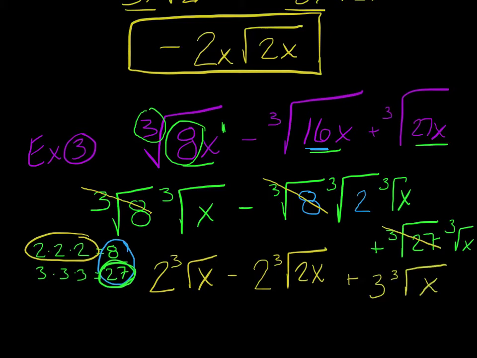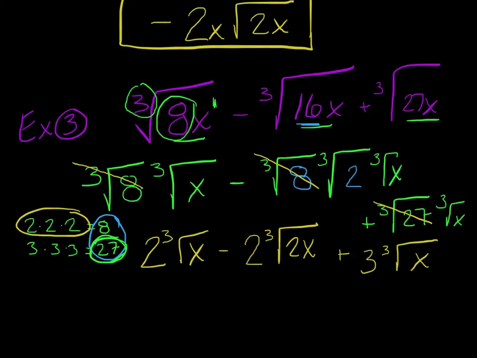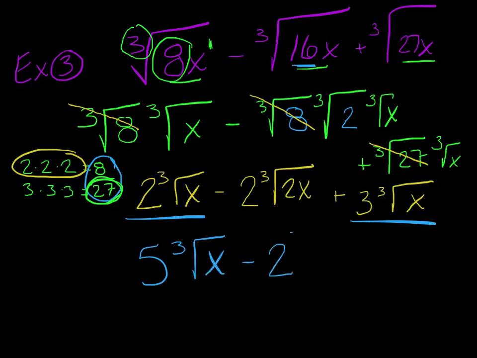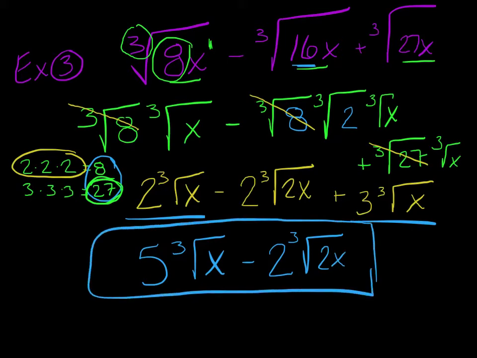Now, ask yourself, do you have any like terms? Is any junk under the radical the same? Well, I would say this term and this term are the same. They both have a cubed root of x. So that's a total of 5 cubed root of x minus 2 cubed root of 2x. And again, I can't go any further. That will be my final answer.